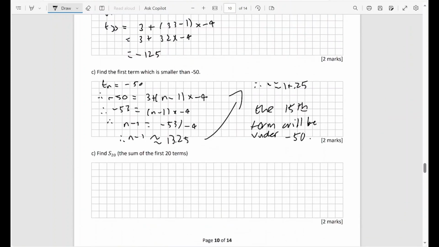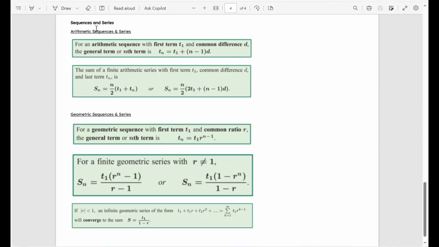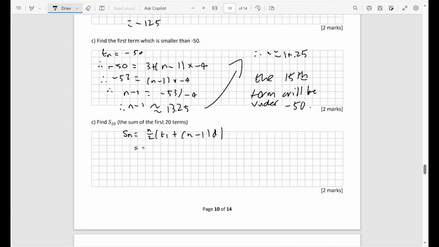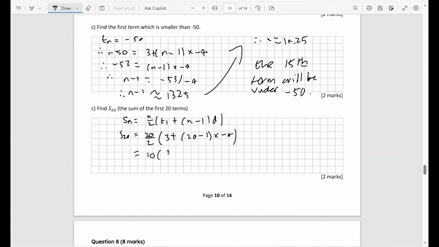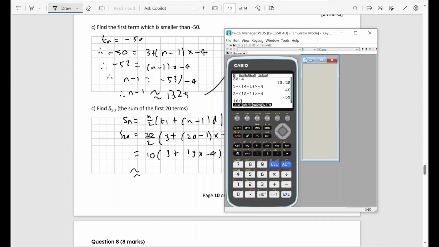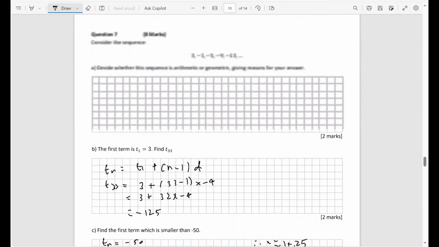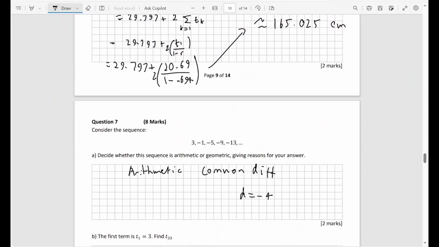Find S20. So there's a general formula for the sum of an arithmetic sequence. It's that Sn is n over 2 times 2T1 plus n take 1 d. So S20 is 20 over 2 times 3 plus 20 take 1 times -4. This is 10 times 3 plus 19 times -4. That's -730. Yeah, which sort of makes sense because those numbers are getting big.